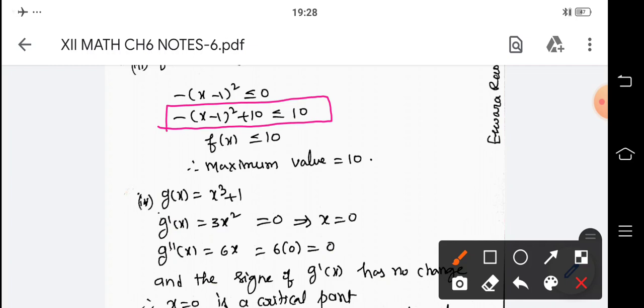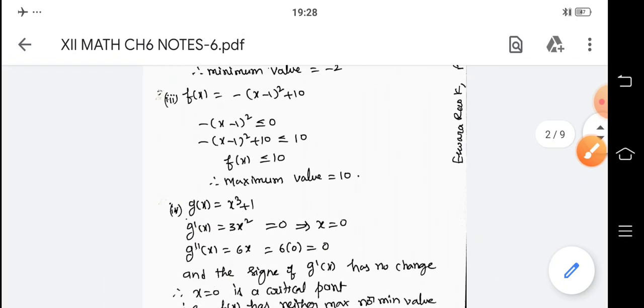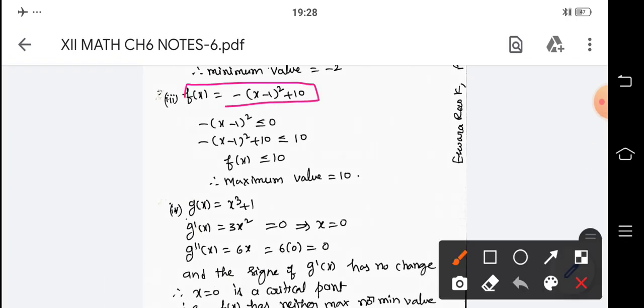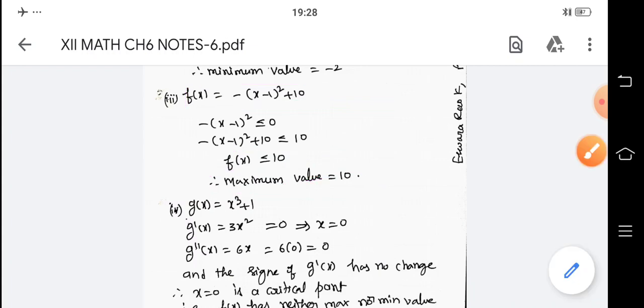Means that f of x will be less than or equal to 10. Why? Because of the minus of (x minus 1) whole square plus 10, we got f of x. So f of x is less than or equal to 10, so the maximum value is 10. Hope you got it. Maximum value is how much? 10. The reason is f of x is either less than 10 or equal to 10. That means f of x will not exceed 10. So the maximum value is 10.